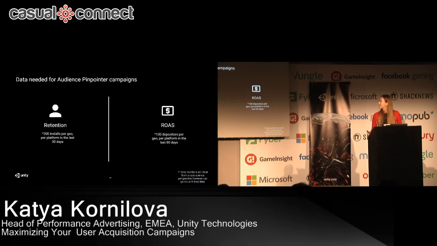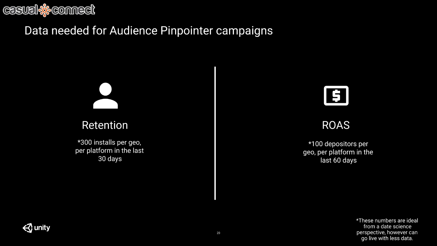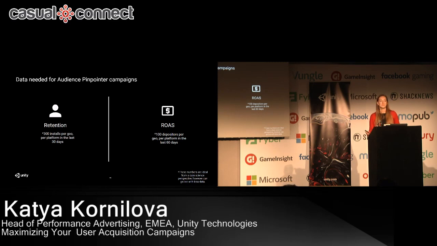Finally, the minimum requirements for the data. For the retention campaigns, we need 300 installs per country, per platform in the last 30 days. It's not a high number, so normally with retention campaigns, it's quite easy to achieve. With ROAS campaigns, we need 100 unique depositors per country, per platform in the last 60 days. This metric is a bit different because it depends, of course, on the economy of your game, if you have a lot of purchases or if it's ad-based, etc. We can run campaigns with slightly lower numbers, but like I said, with any machine learning, the more data we have, the more accurate the prediction model will be.